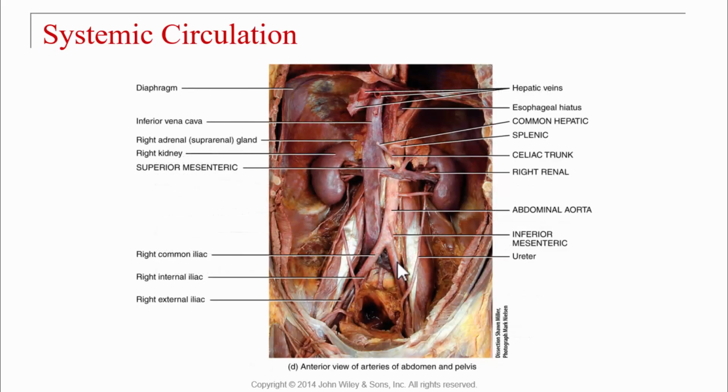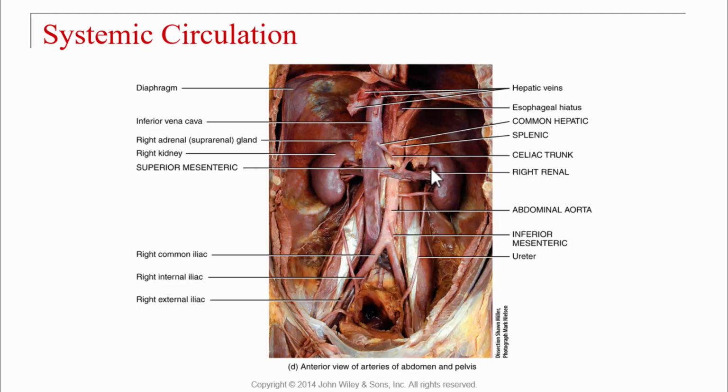Looking at this cadaver picture, we have the diaphragm. We have the abdominal aorta as it pokes through the diaphragm. We have our celiac trunk with the splenic branch and the common hepatic branch. Here's the superior mesenteric. Just underneath that are going to be the left and right renal arteries.